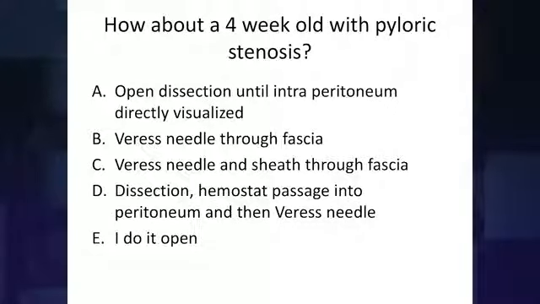How about a 4-week-old with pyloric stenosis? Same question about access. Anything different here? 2-day versus a 4-week, the cord's a little better. I do the dissection past the hemostat and then put a port in. Okay, you make the hole big enough to just drop the port in. Yeah.